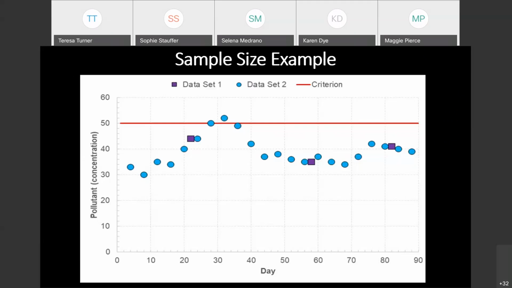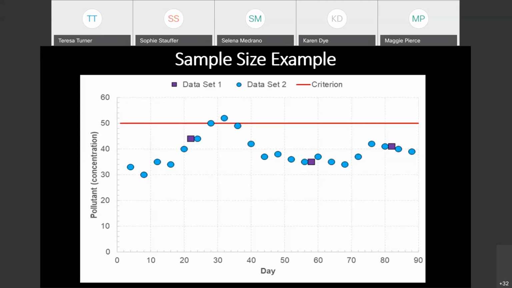And then the intent of this slide is just to illustrate this sample size idea a little bit more. On the y-axis, we've got a generic pollutant concentration, and on the x-axis, we've got time in terms of days. And then the red line represents a criterion. If you imagine just the purple dots having been collected, those 3 purple samples there, you might think that everything's okay and the criterion is being met. But if you go and collect more frequent data, you get a different story.